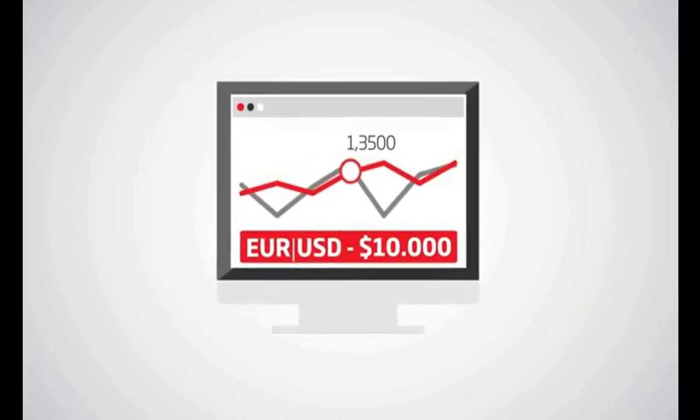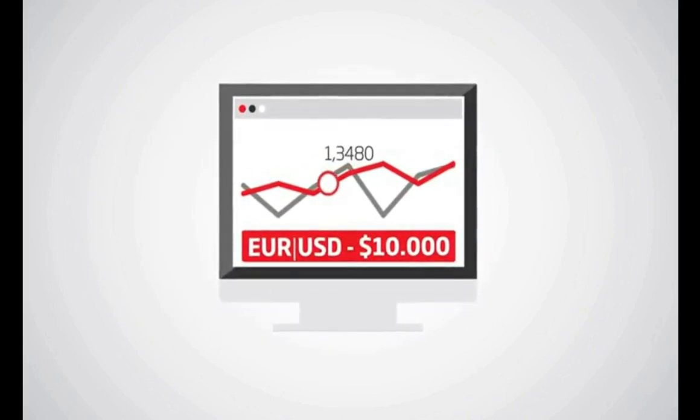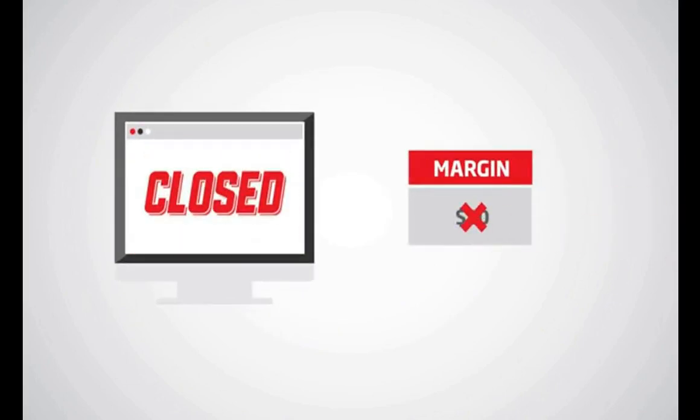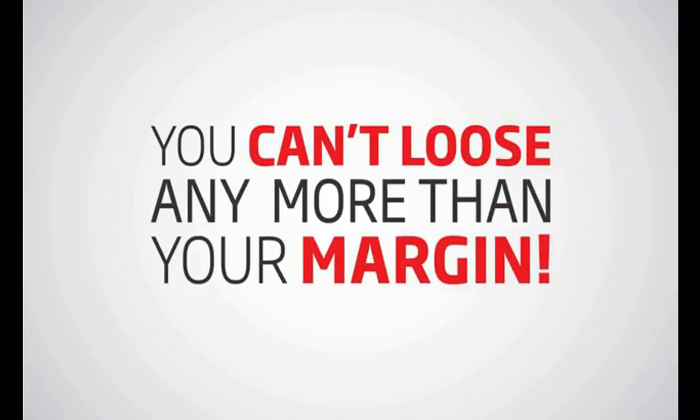In this example, if Euro USD declines to 134.80, your margin would all be used up and your position would automatically be closed. You'll lose all the money that you put up as margin. But the good thing is, you can't lose any more than your margin to begin with. Your losses are limited while your potential profits are unlimited.